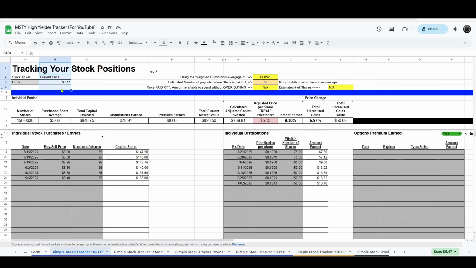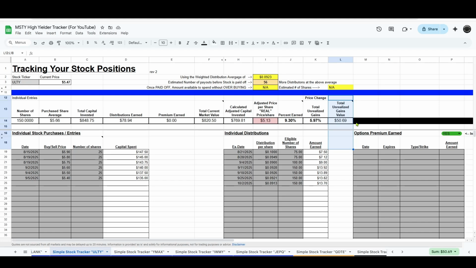With that current price of 5.47 and my adjusted price per share of 5.13, that just means that if I was to sell my shares at the current price of $5.47, I will clear $50.69. Now, of course, that is not much money, right? But in the same sense, I'm also not looking to sell, right? So that is the amount that I would actually clear. That is not on top of the distributions that you've earned. That is the total amount you would actually make.